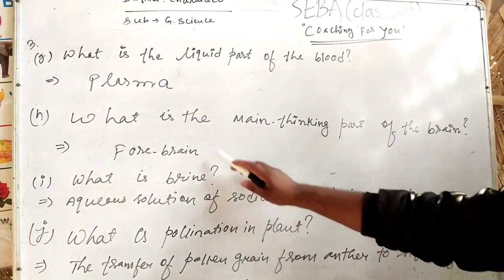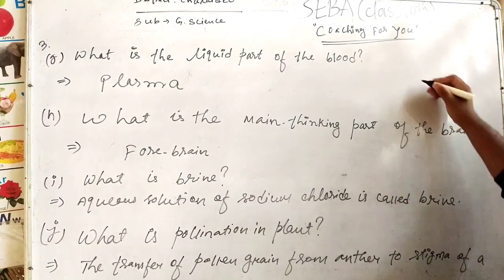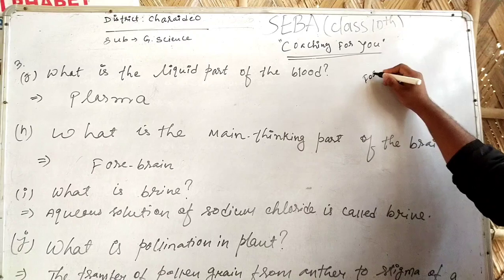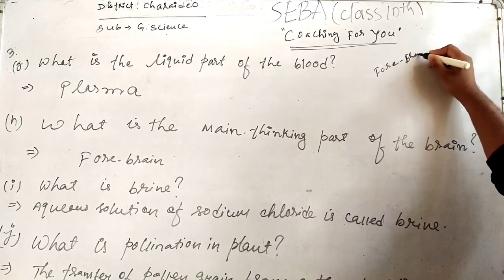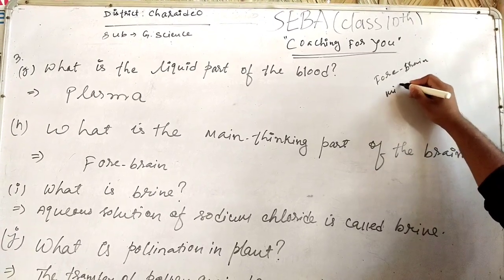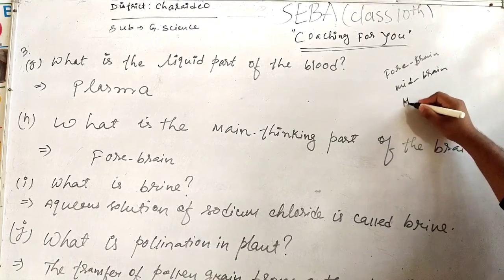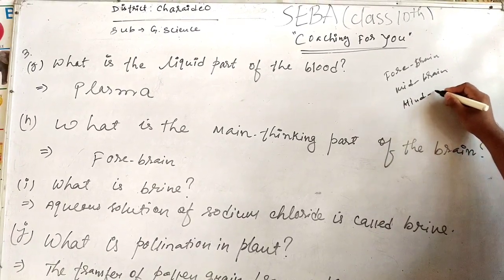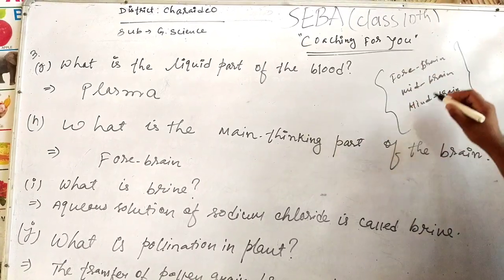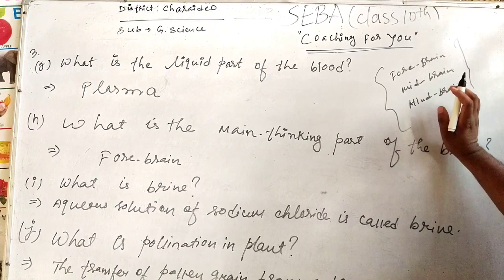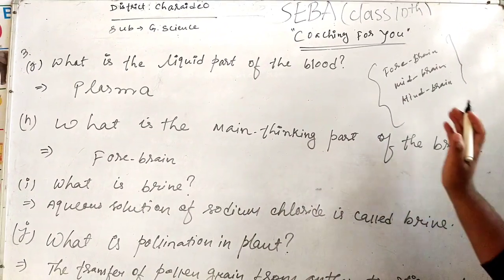So next one, H, what is the main thinking part of the brain? The main thinking part of the brain is forebrain. Human brain, as we know, human brain is divided into three parts: forebrain, midbrain, and hindbrain. So out of these three part, each part has different function. So out of this, main thinking part of the brain is forebrain.